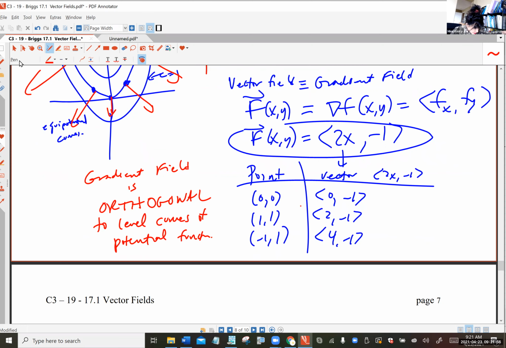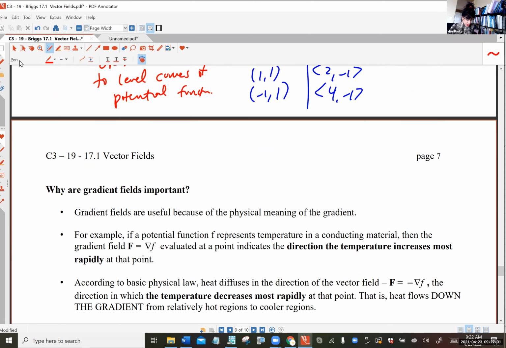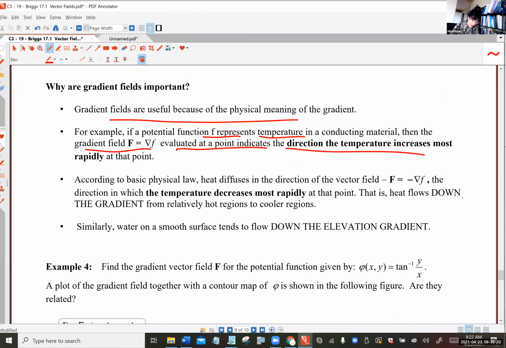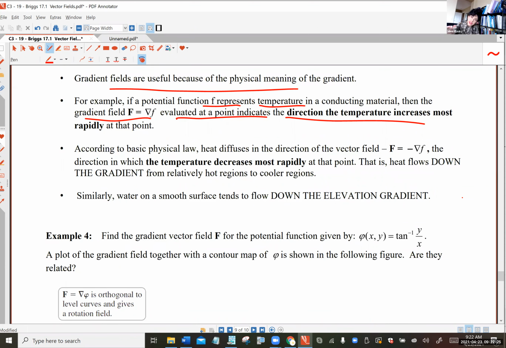So why are gradient fields so important? Well, in physics, they talk about it a lot. If you take a physics course, they're useful because they give you access to the physical meaning of the gradient. Let's say your function represents a temperature in a conducting material. Then the gradient field evaluated at a point indicates the direction that the temperature is going to increase most rapidly. You've heard that before. It's where the gradient points you: steepest ascent, temperature increasing most rapidly. And if you go in the opposite direction of your gradient, the temperature decreases most rapidly. So things are starting to cool off.